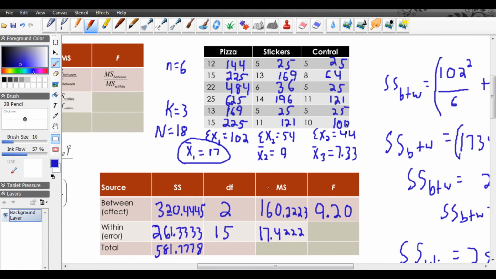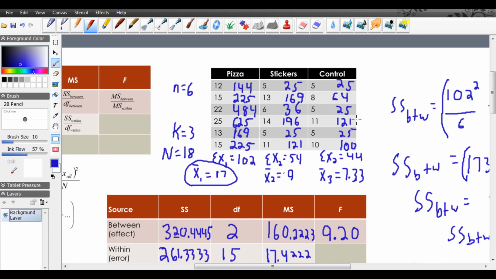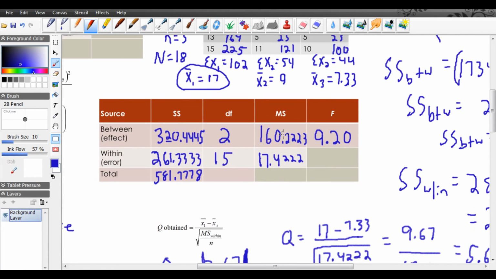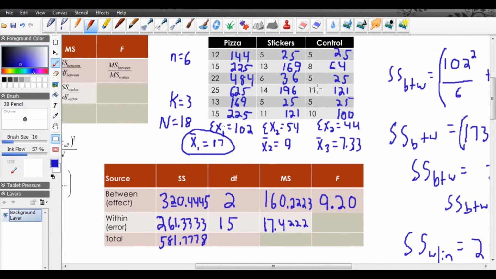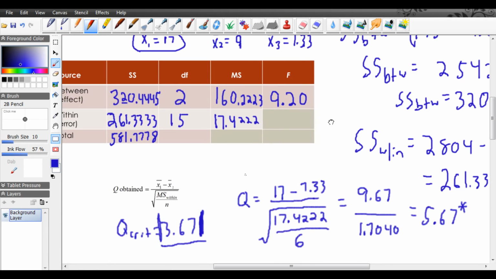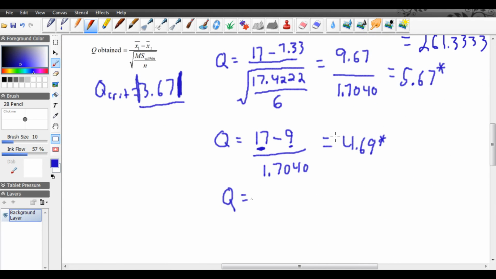So those panned out. So now we would want to do the final comparison, which I don't think is going to be significant, but we better check, is going to be to compare the stickers and control. So I want to see, do stickers work as an effective, it seems pizza sure is being effective at causing these imaginary children to read books, but what about stickers? So we're going to take 9 minus 7.33 to get our final Q observed value, 9 minus 7.33 over 1.7040. And we get only 0.98. So that does not exceed our Q critical, so we cannot say there's a difference.